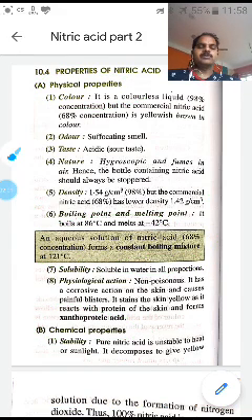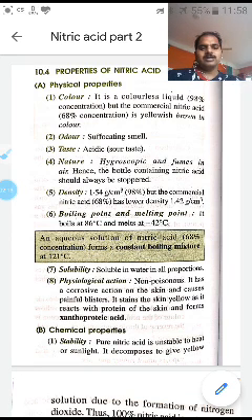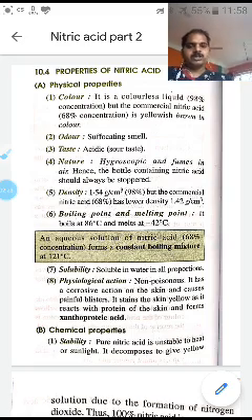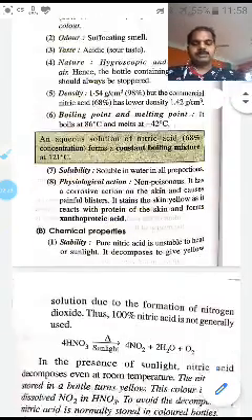Now, in chemical properties, we have four subgroups. The first one is stability, and the second one is its action as an acid, that is acidic properties. In the third part, we will study its oxidizing agent properties, and in the fourth part, we will study chemical properties of nitric acid in the form of aqua regia. Okay, now let's proceed.